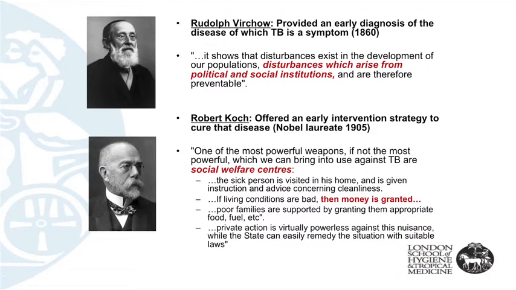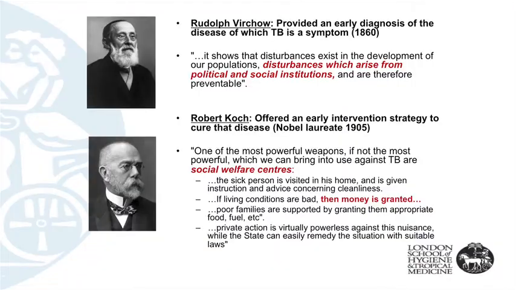To be completely honest, the concept of social protection is not entirely new, and is definitely not new in the field of TB. Even Robert Koch, who is not exactly a fanatic of poverty alleviation, in his 1905 Nobel Prize lecture indicated social welfare centers as a key element of the fight against the disease. He said, a sick person is visited in his home and is given instruction and advice concerning cleanliness. If living conditions are bad, then money is granted. So this is Robert Koch, more than 100 years ago.